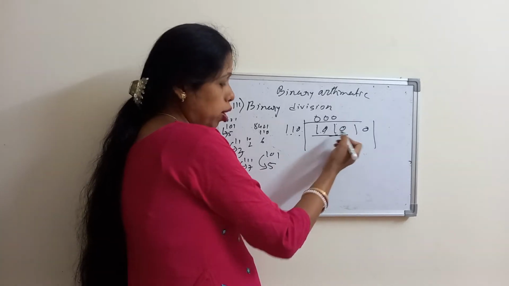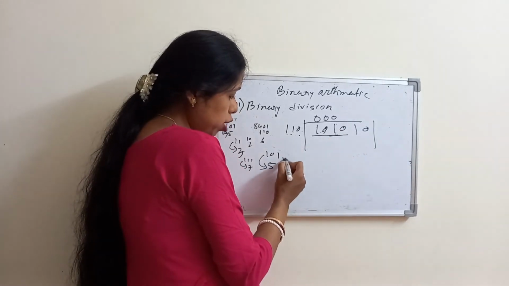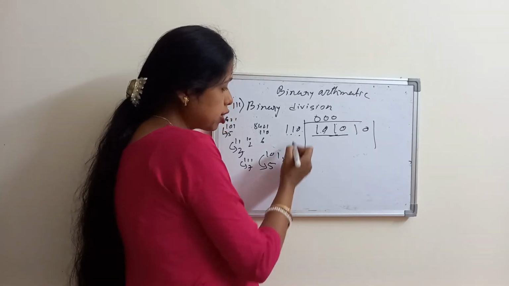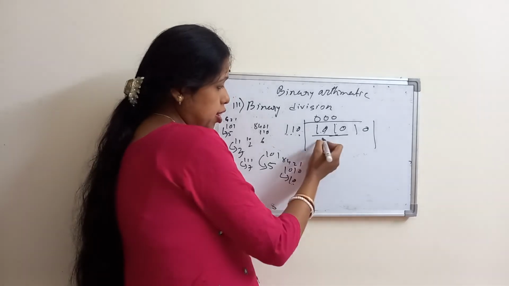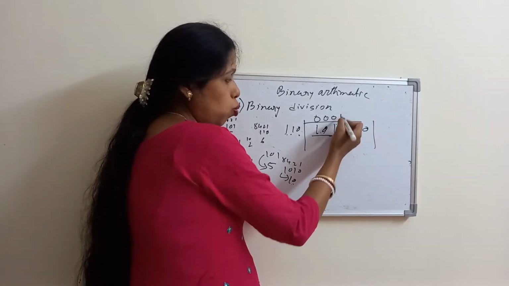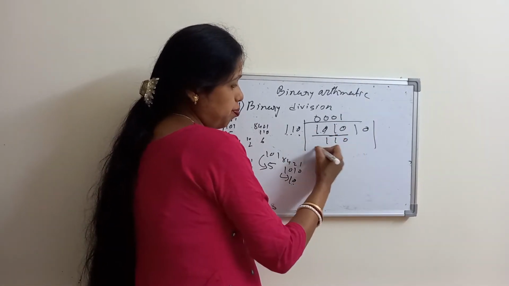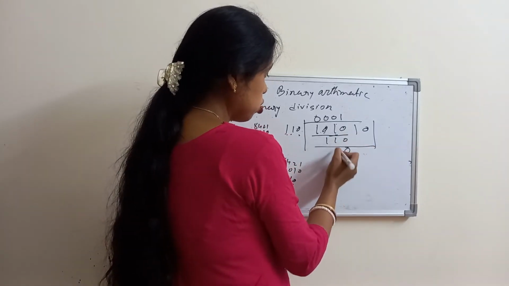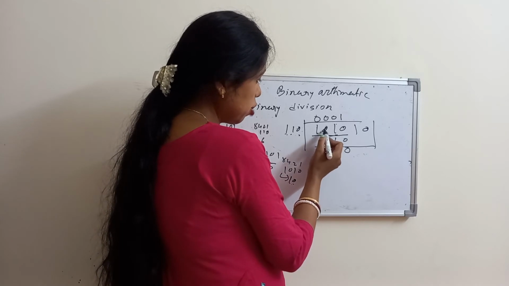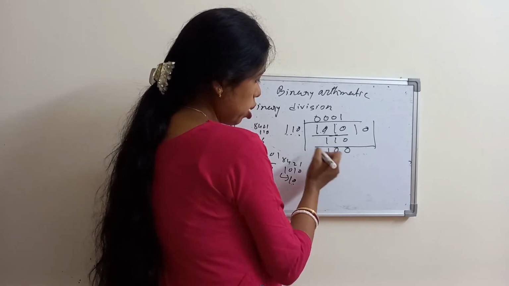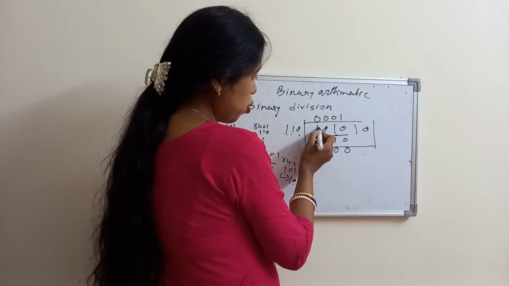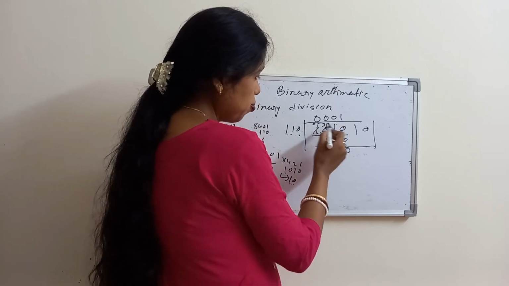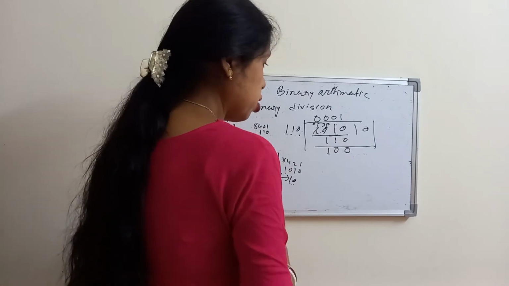Anyway, this 1010, if you write in 8-4-2-1 format, means 10. So 10 is greater than 6, right? So it is divisible, so I am writing 1 here. Again you can see that if you subtract 0 from 1, the difference will be 1. Here you put 0, here it is 10, so the difference is 1, right?